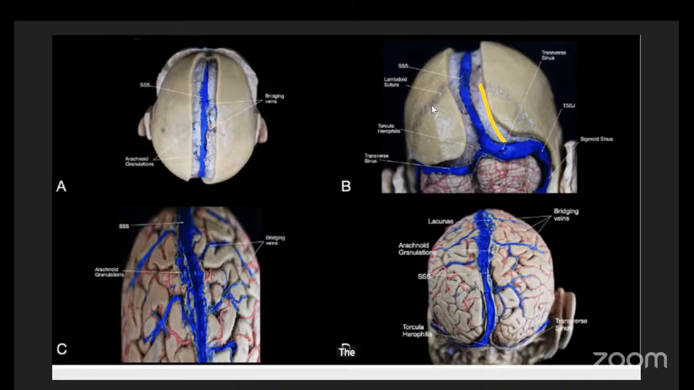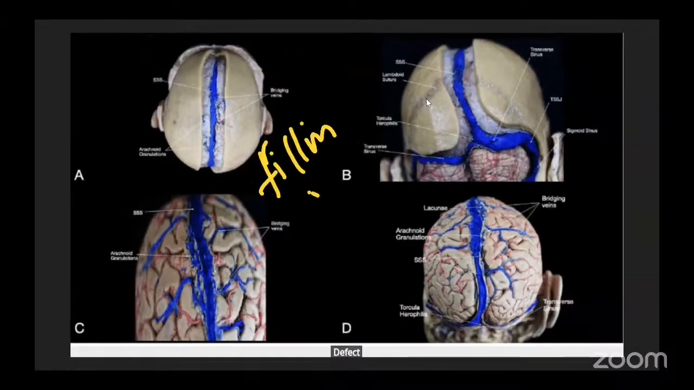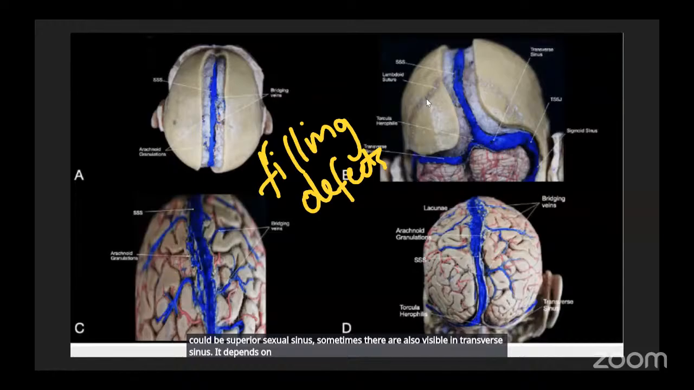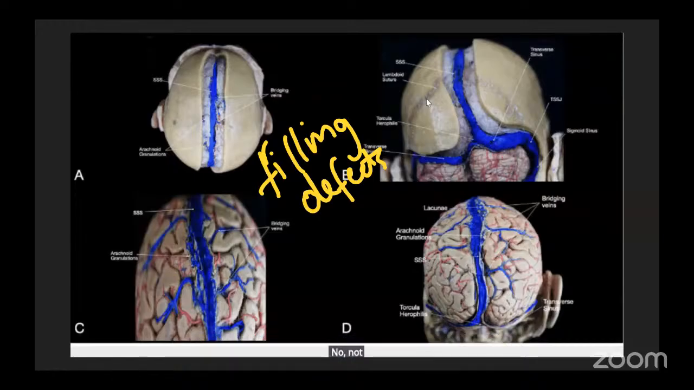They appear as filling defects, something which we call filling defects. So you will see these hypo-intense regions within the sinus. Could be superior sagittal sinus. Sometimes they're also visible in transverse sinus. It depends on a particular patient's anatomy. Okay, no, not phlovoids, Dr. Hira. I am not sure about the phlovoids, but they do appear as filling defects.